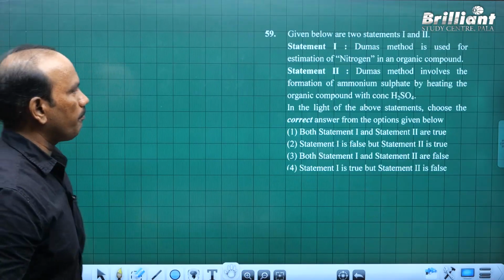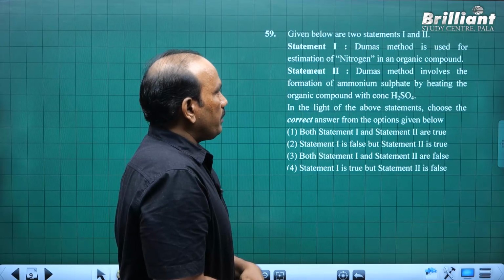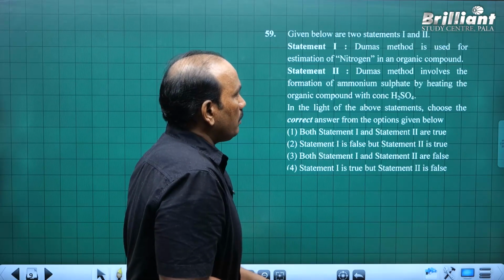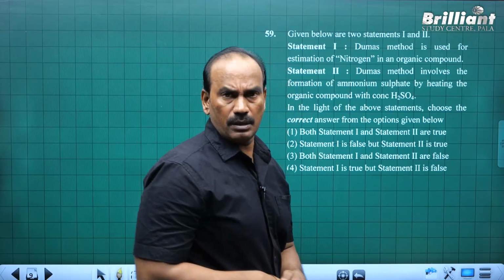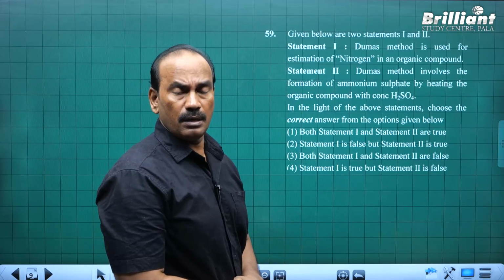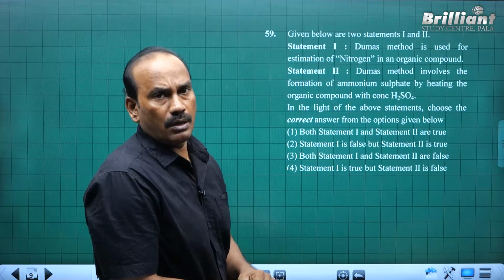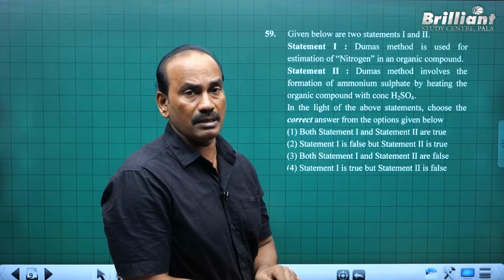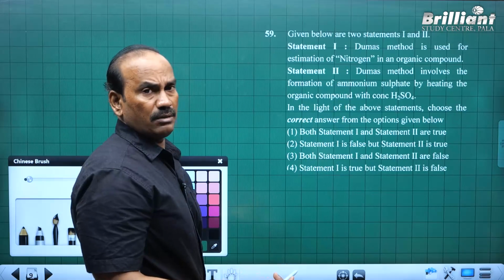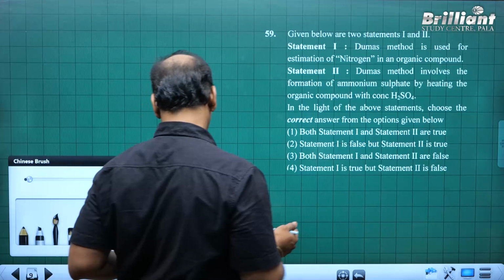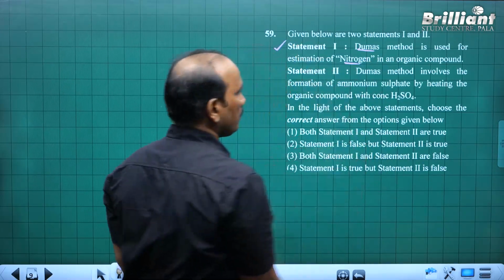Now, given below are two statements. Statement 1: Dumas method is used for estimation of nitrogen. Here estimation is different, identification is different, okay? Identification or detection of nitrogen is by Lassaigne's test. But here, for estimation, two methods are there, Dumas and Kjeldahl method. Here Dumas method. This is a correct statement.